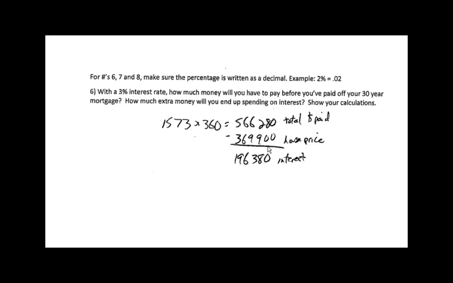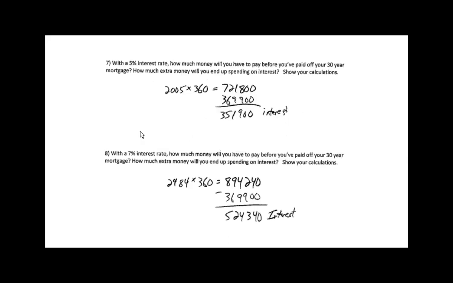And the reason is because you're not just paying for the house, you are also paying for the interest. In other words, the price that you pay for the privilege of borrowing the money over the course of 30 years, right? And number 7 and 8, so at 5%, 7% interest rate, same thing. You're just taking it right out of your data table, a $2,005 monthly payment times 360.